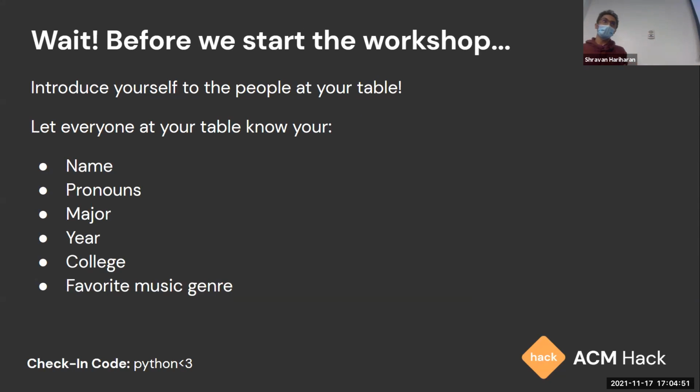But before we start, I do want to spend a minute or two having you get to know the people you're next to, just because this is one of our earliest in-person workshops. So we know a lot of you probably don't know other members in ACM. So we want to take 1 or 2 minutes to familiarize yourself a bit. I know a lot of people are in pairs, so this is going to be good to get to know who you're sitting with. So we'll take a minute to go through your names, pronouns, major, year, college, and your favorite music genre. So we'll take a minute or so to get to know the people next to you.